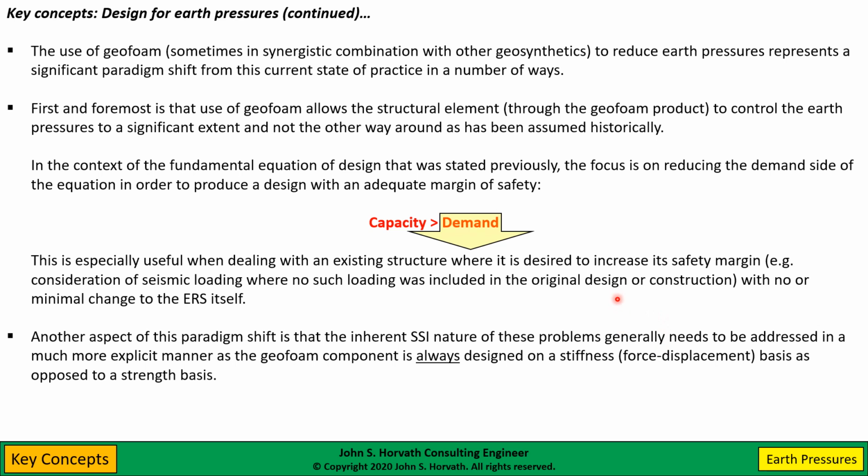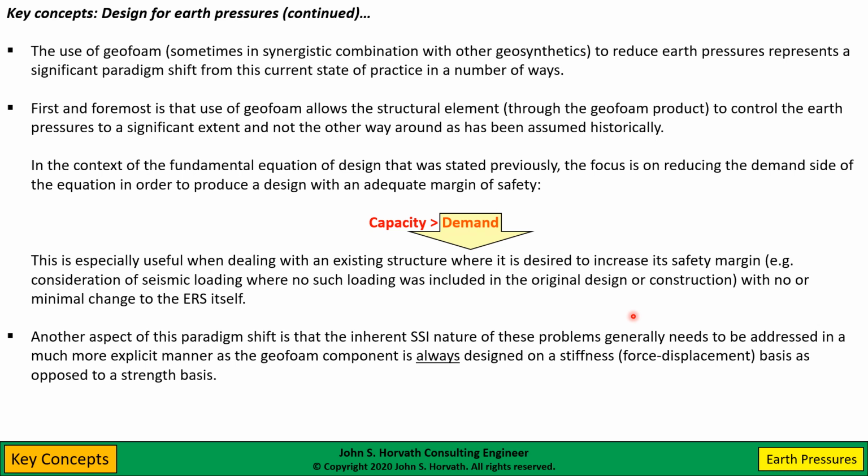Another important element of using geofoam to control earth pressures is that because this is inherently a soil-structure interaction problem, we need to consider displacements much more explicitly. And that's because the geofoam component is always designed on a stiffness, in this case, force displacement basis as opposed to strength basis.